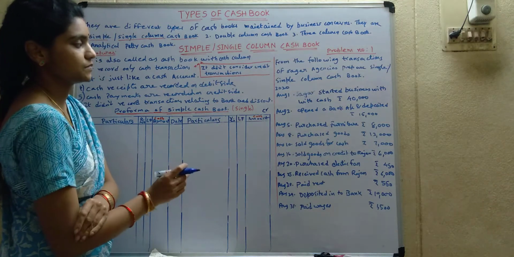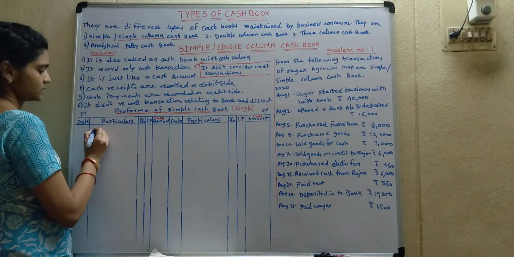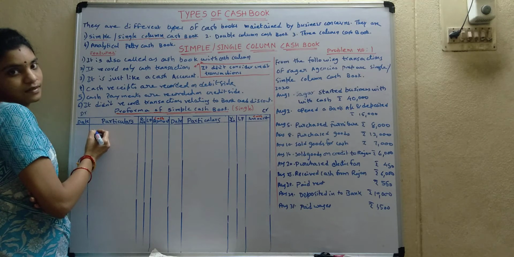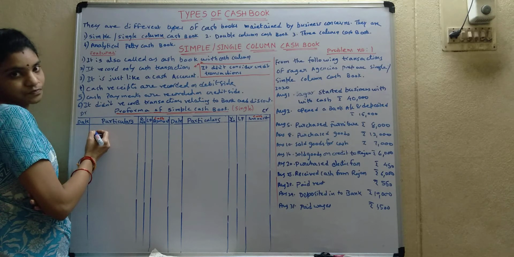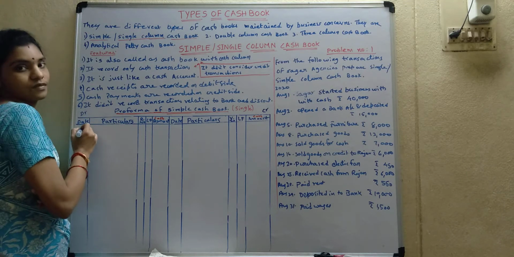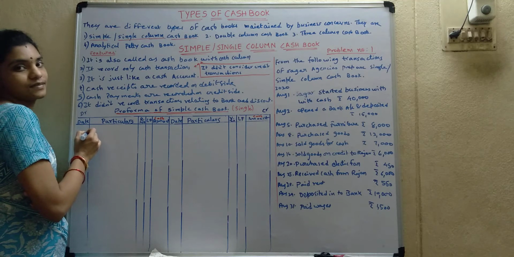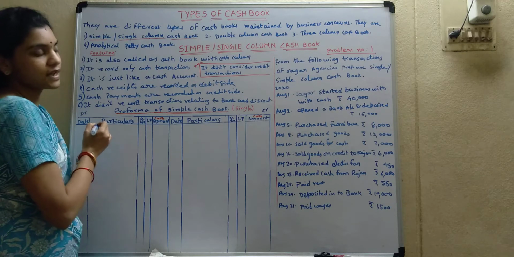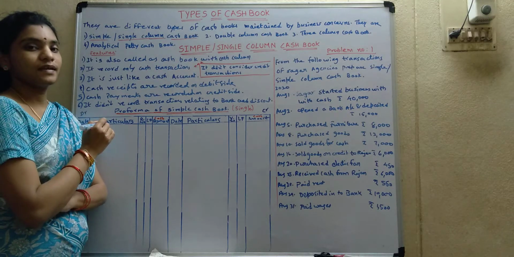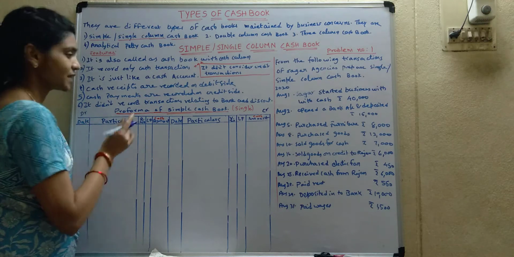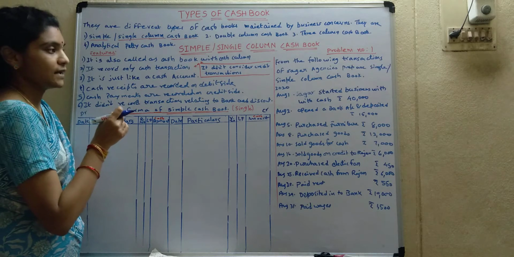What's the entry? Start business with cash. Didn't remember? What's the entry for Sagar started business with cash? What comes into our business? Cash. So, cash account debit to capital account.